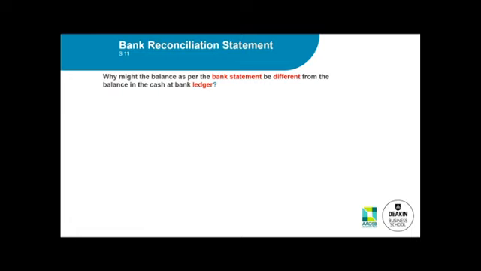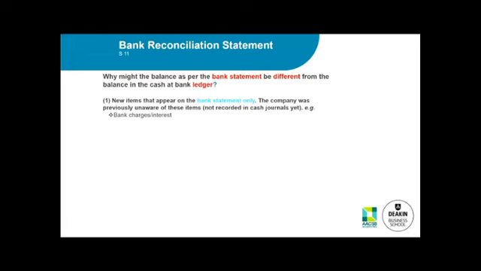So why might the balance according to the bank statement be different from the balance in the cash at bank ledger account? New items that appear in the bank statement only, right? So you have items that appear in the bank statement that do not appear in your cash ledger. Or, in the previous class we talked about special journals, right? The cash receipt and the cash payment journal. So you have transactions in your bank statement that are not in your cash receipt or cash payment journal. Right? Bank charges, interest that might have accumulated that you didn't know about until you got your bank statement.